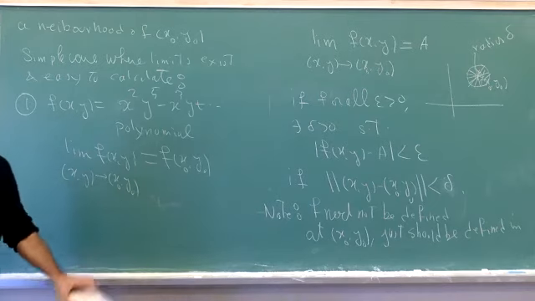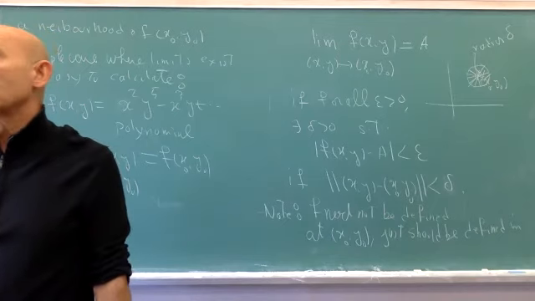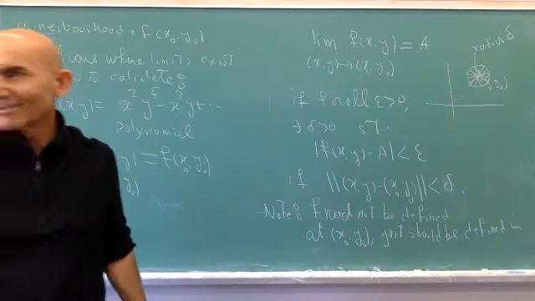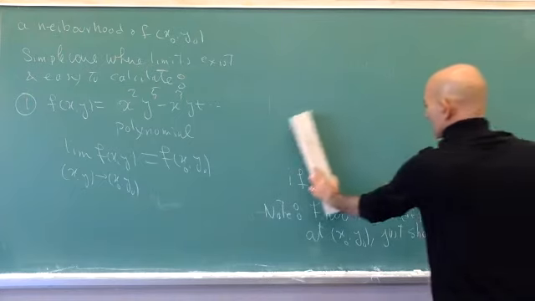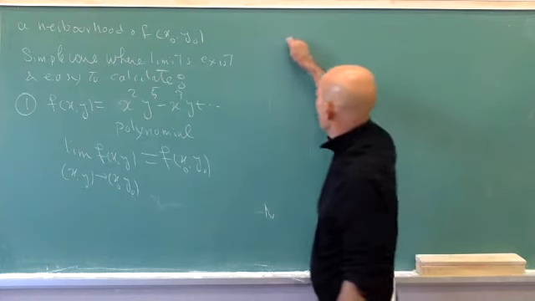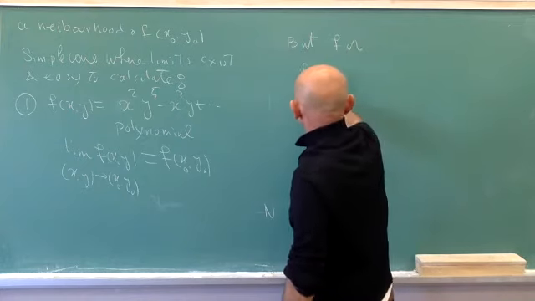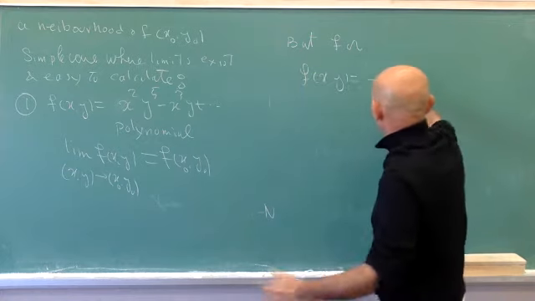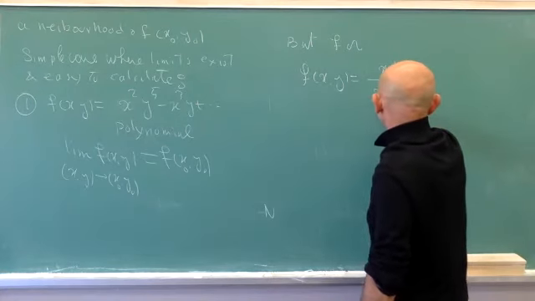But the difficulty arises sometimes when you have things like fractions, and you approach the point in different directions and you get different values. So let me give you an example of that. Imagine you have a function like f(x,y) equal to xy over x² plus y².